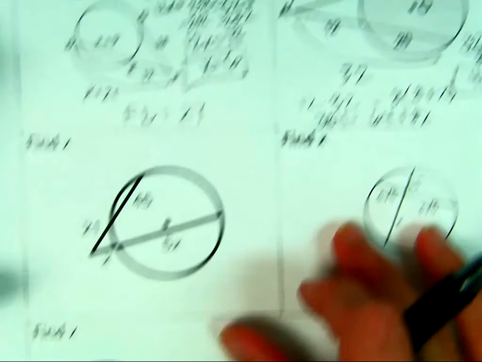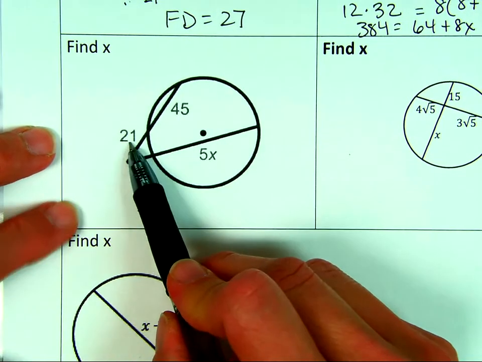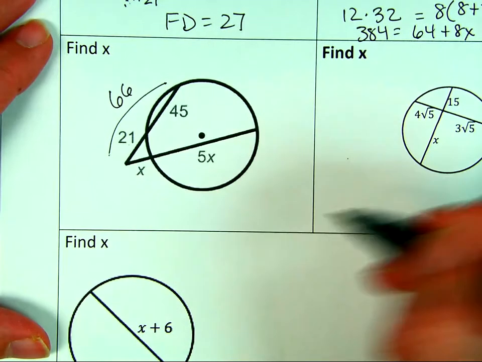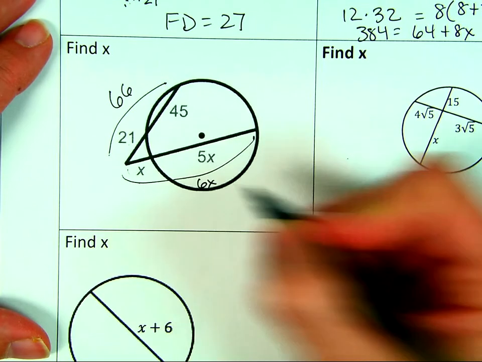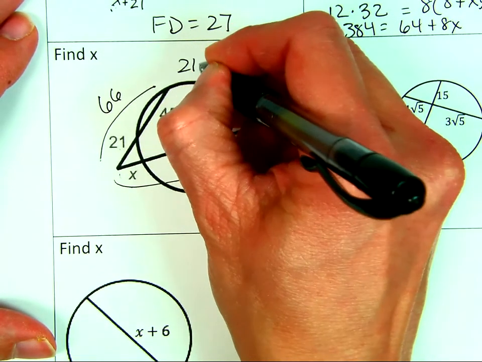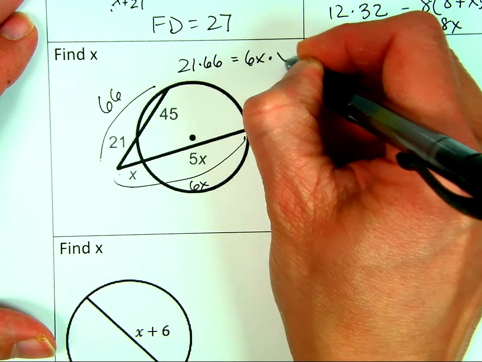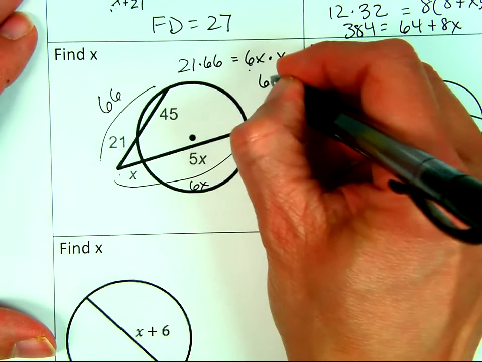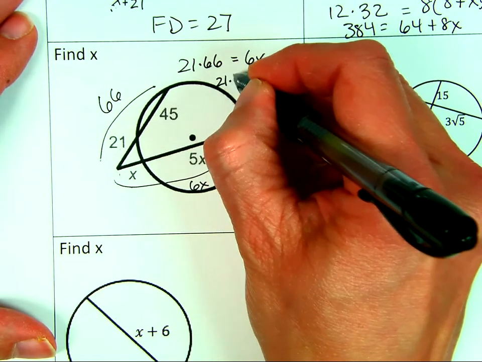All right. Again, whole thing times outside part, whole thing times outside part. So what is this whole thing? 21 plus 45 is 66. What's this whole thing? x plus 5x is 6x. So we'll start up here because I don't know how much room we're going to have. We're going to have 21 times 66 equals 6x times x. 6x times x is 6x squared. And I'm just going to leave this 21 times 66 because it makes it easier for me.